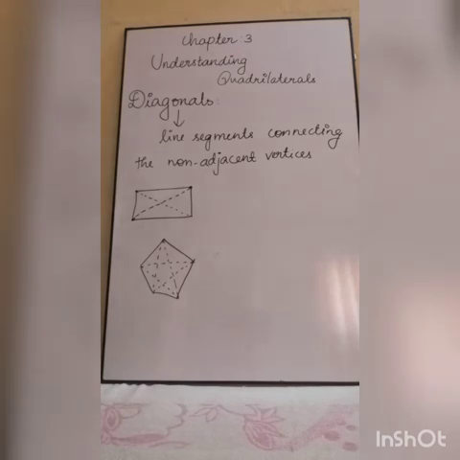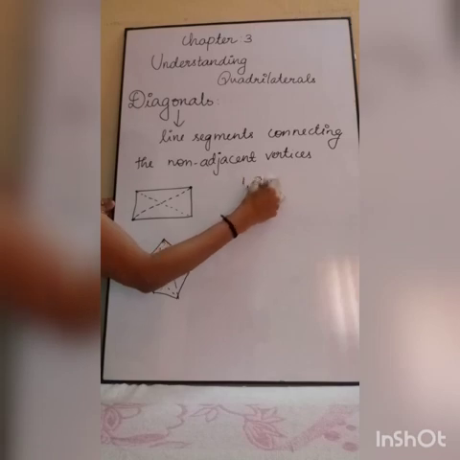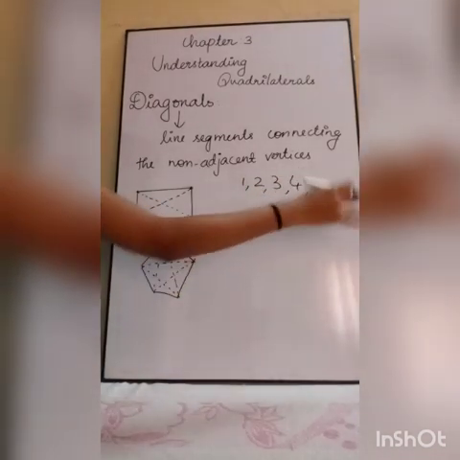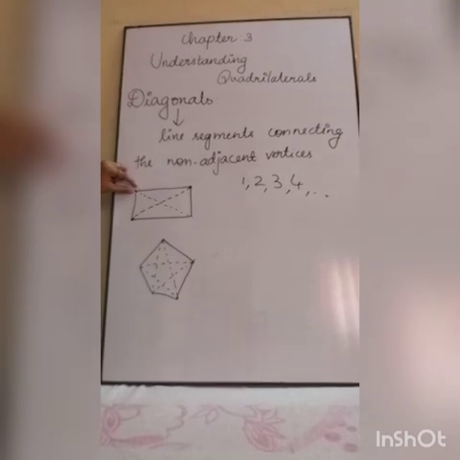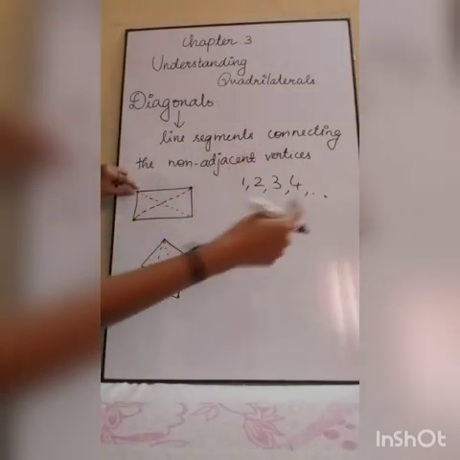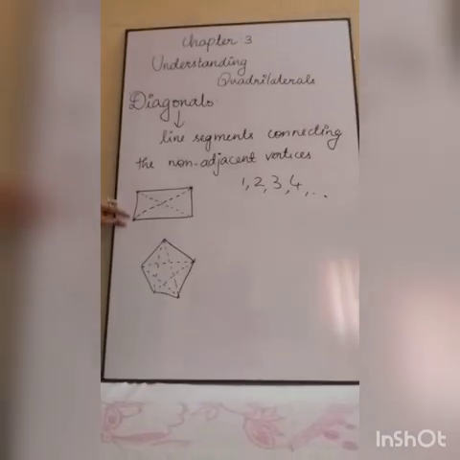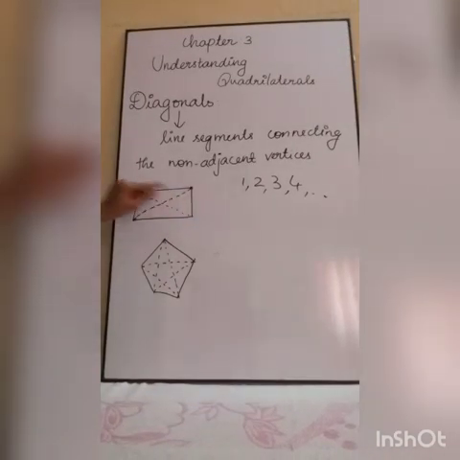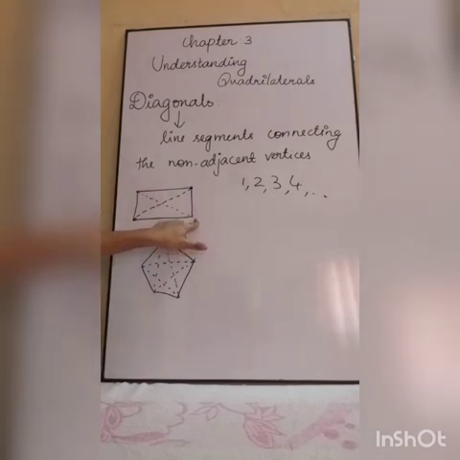What is meant by consecutive? We have learnt in our previous chapter in word problems. Consecutive means next. If one, after 1 is 2, after 2 is 3, 4, like this are consecutive numbers. So joining non-consecutive, non-consecutive means what? It is not next. This and this are consecutive, this and this are consecutive, but this vertex and this vertex are not consecutive. So a line segment joining two non-consecutive vertices is called a diagonal.